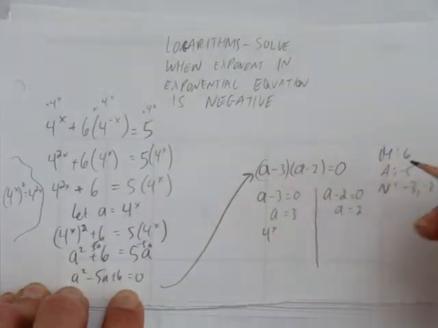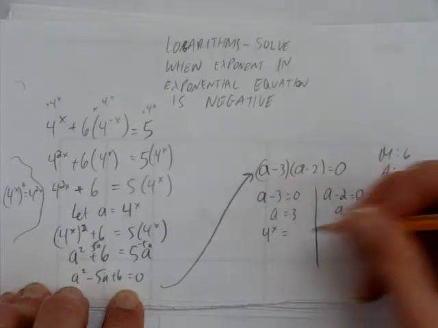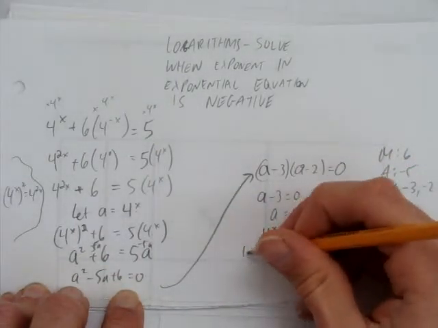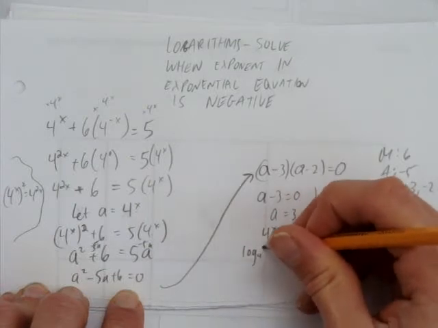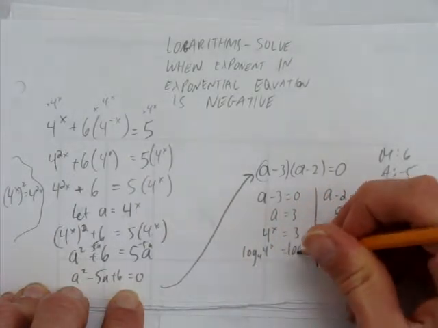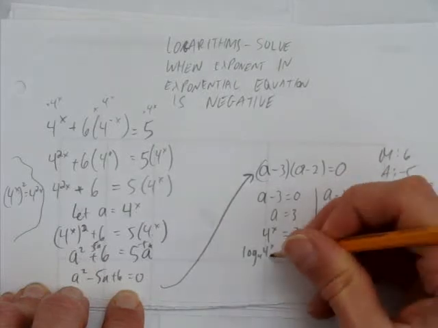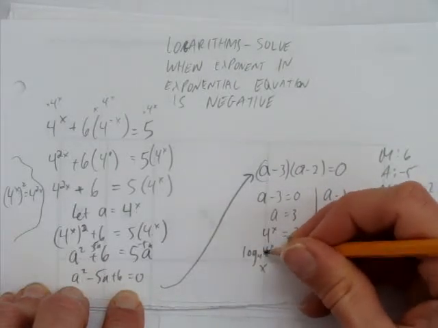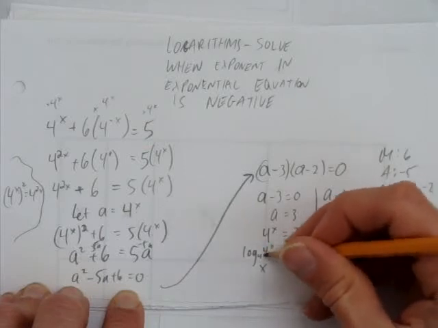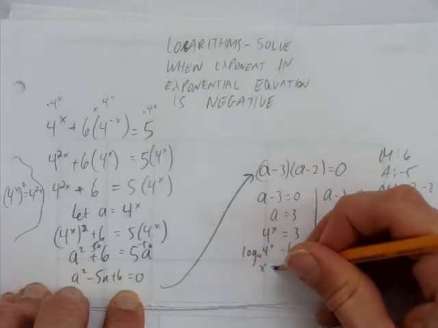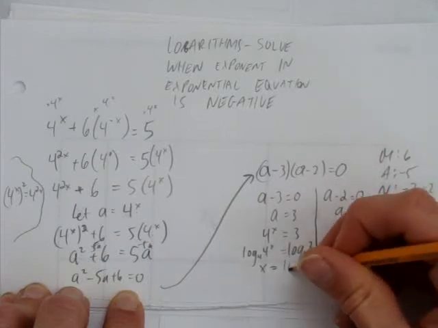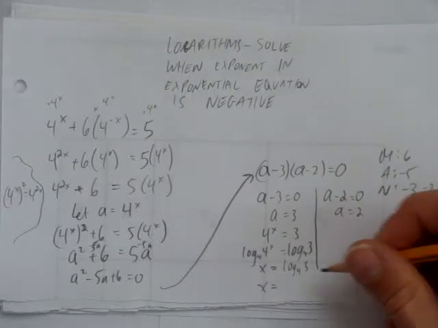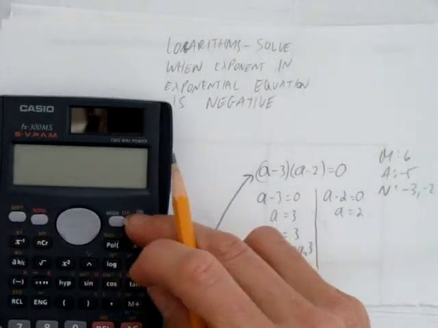So 4 to the power of x equals 3. And we can solve that by taking the log of both sides. And it saves us some time if we log base 4. Because then we just get x, because log base 4 of 4 to the power of x will just become 1 and the x comes down. And so we have x equals whatever log base 4 of 3 is. And on our calculator that's the same as log 3 divided by log 4.